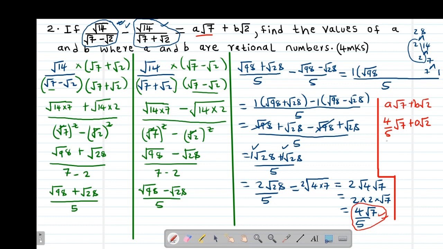So if you compare with A root 7, then plus B the root of 2, to find the values of A and B, clearly the value of A will be 4 over 5. So A will be equal to 4 over 5. Then the value of B clearly will be 0. So our B will be equal to 0.